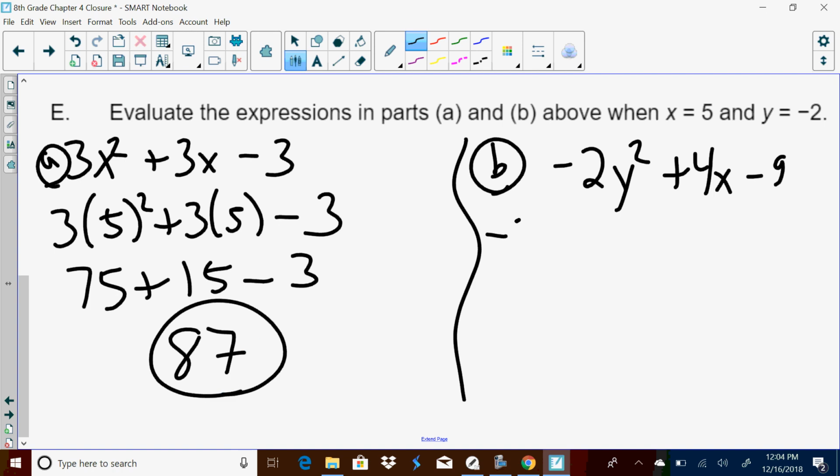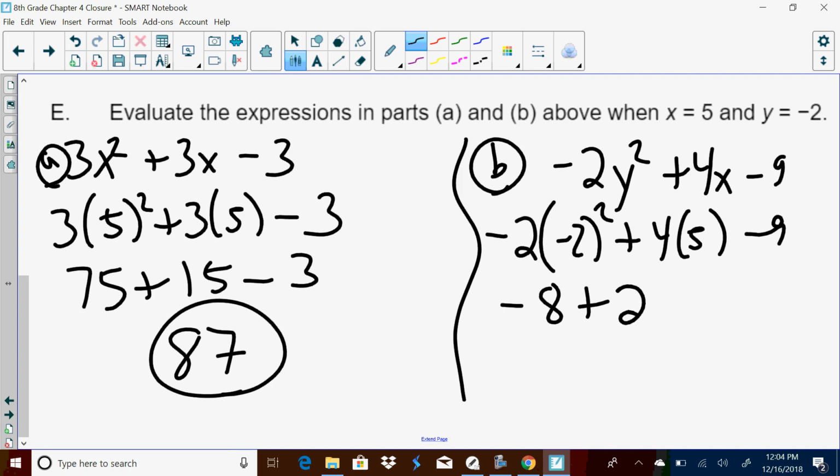For B, I got negative 2 times negative 2 squared plus 4 times 5 minus 9. So I got positive 4 times negative 2, or negative 8, plus 20 minus 9. So 12 minus 9, which gives me 3.